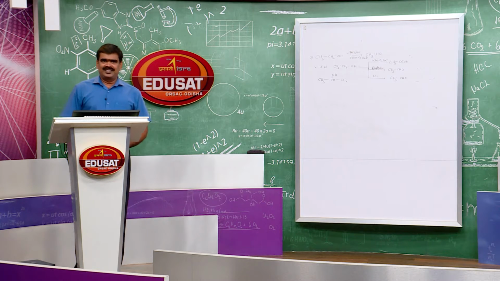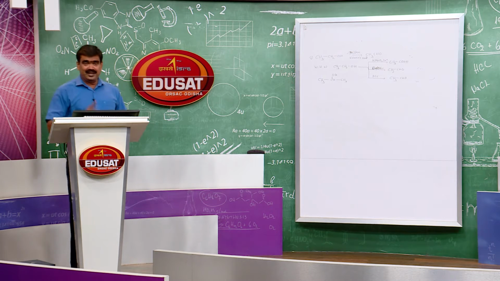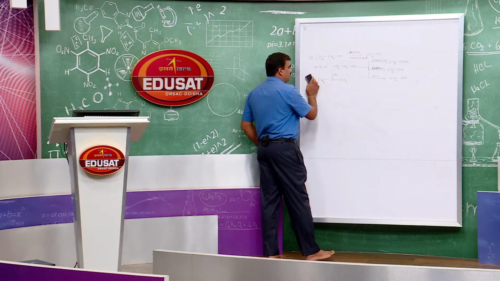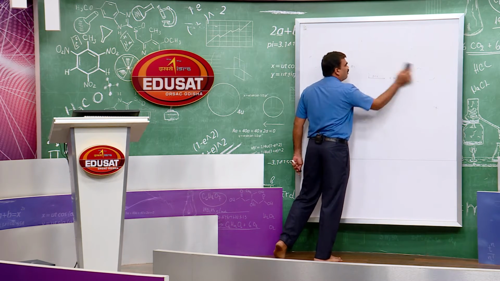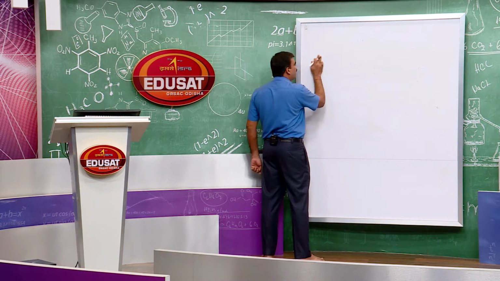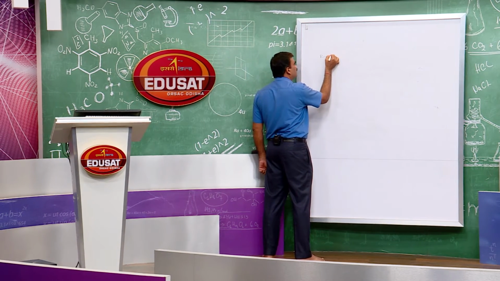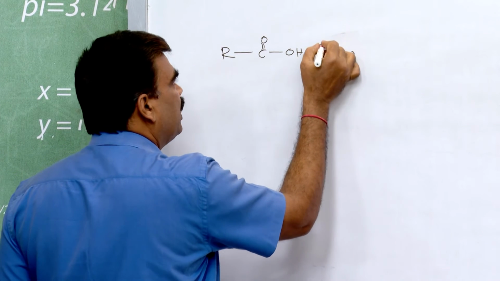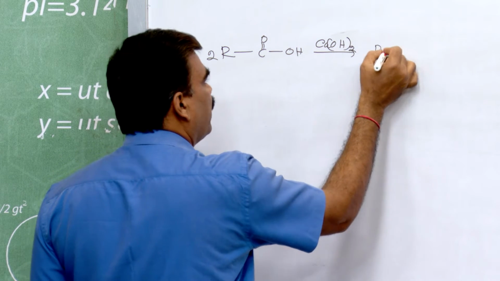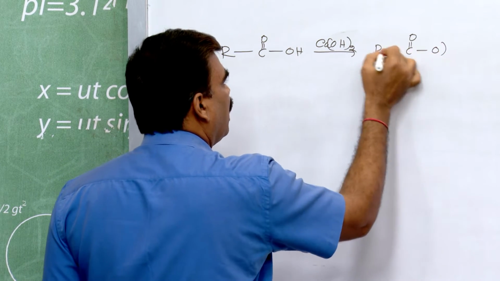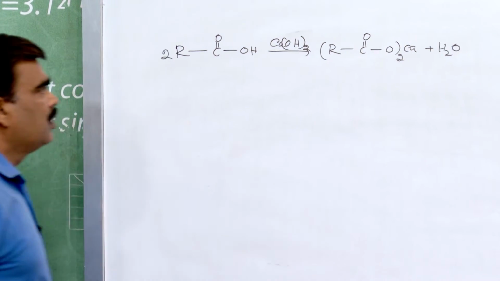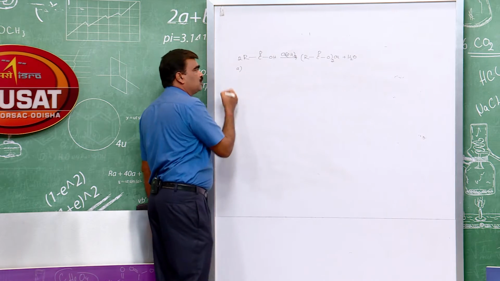Okay. Now let us start the third method of preparation. Very, very important. So many times it has been asked in examinations: dry distillation of a calcium salt of a carboxylic acid. How will you get the calcium salt of a carboxylic acid? If you take carboxylic acid and react it with calcium hydroxide, this is acid, this is base, you can get the calcium salt of the carboxylic acid.